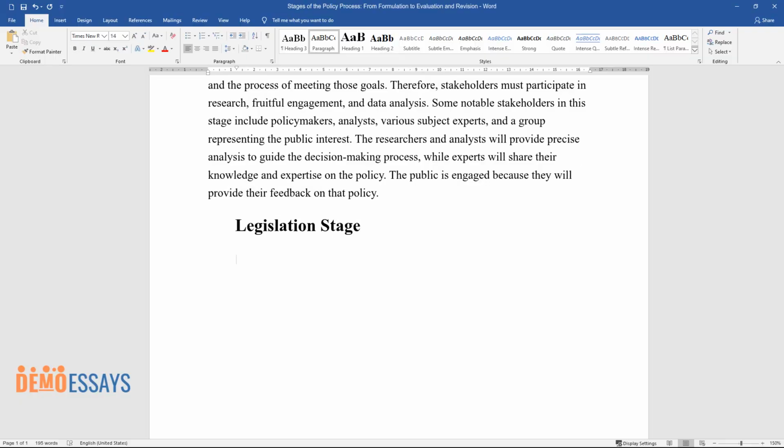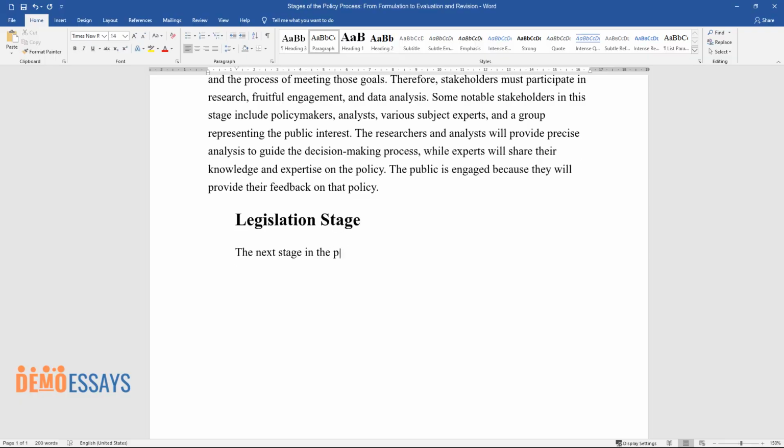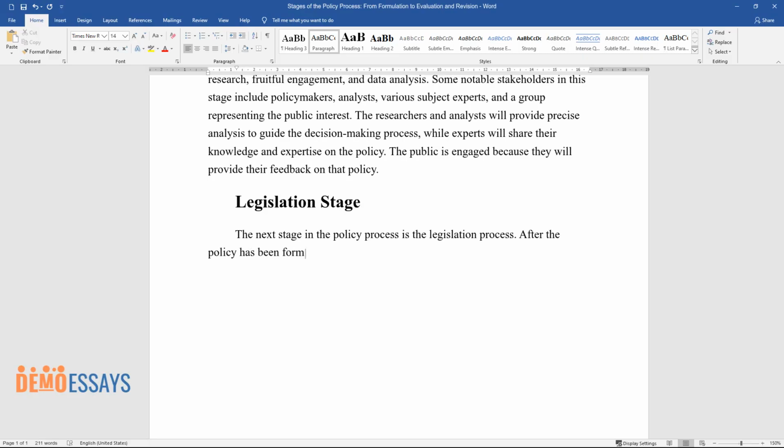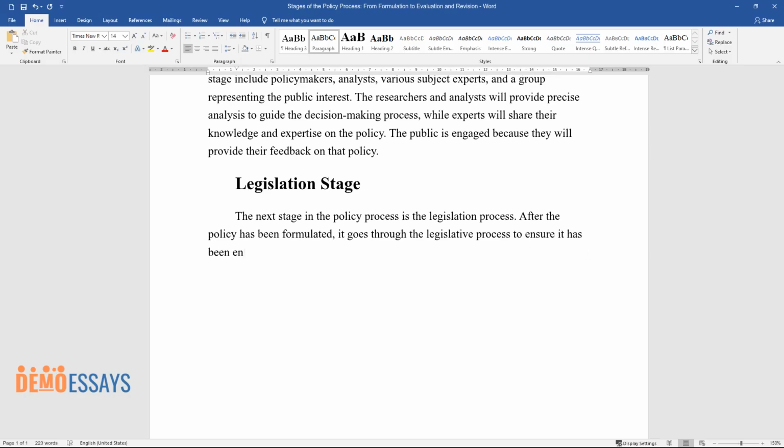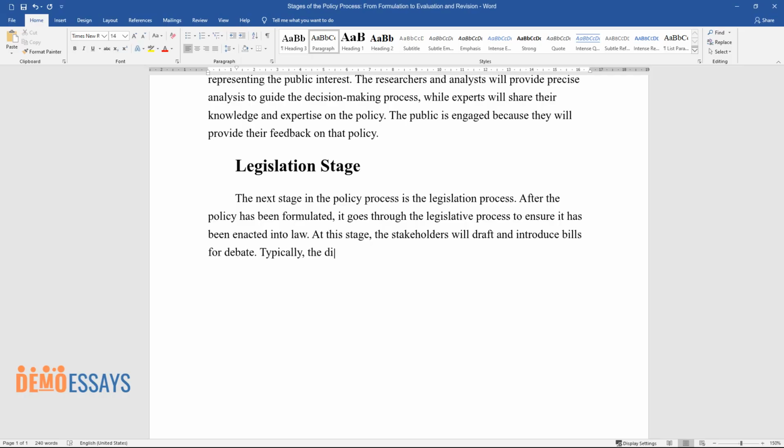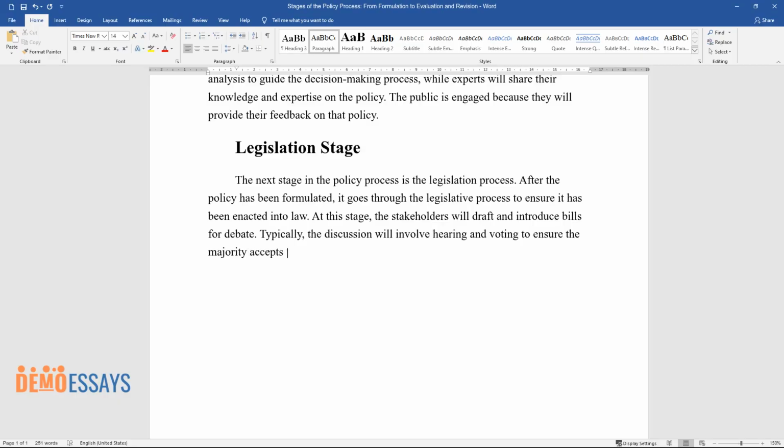Legislation stage. The next stage in the policy process is the legislation process. After the policy has been formulated, it goes through the legislative process to ensure it has been enacted into law. At this stage, the stakeholders will draft and introduce bills for debate. Typically, the discussion will involve hearing and voting to ensure the majority accepts the bill.